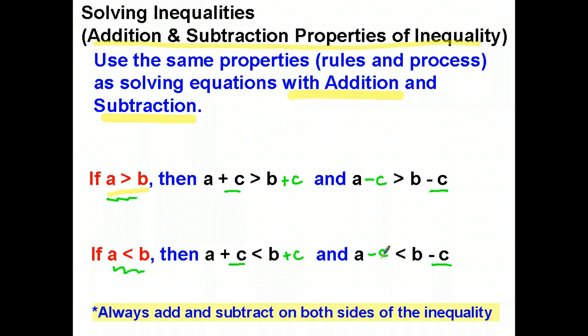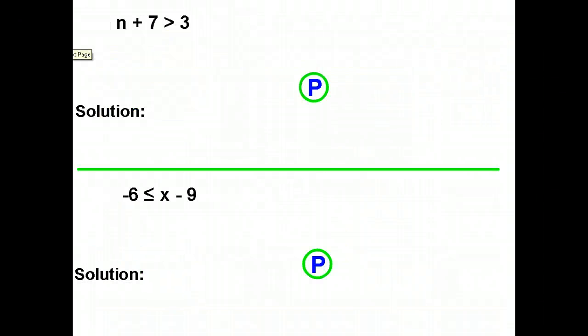Okay, so real quick, let's do a couple of problems and get you off to bed and then class tomorrow. I start out with my first inequality: n plus 7 is greater than 3. Remember, our goal here is to find the set of numbers that n could be, because it could be a lot of different numbers. In order to do that, just like with equations, I want to get n by itself.